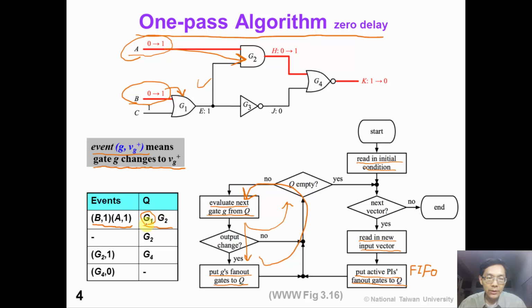Then we take out the first event from the queue, which is G1. Because there is no signal change at the output of G1, it was initially 1, we don't have any new events generated. And then we take out the second gate from the queue, which is G2. Output is rising to 1. We execute this event and put the fan-out gate G4 in the queue. And eventually, we would evaluate gate G4 to be 0 at the output. Since there is no more gate in the queue, we are done. This is a very simple one-pass event-driven algorithm.